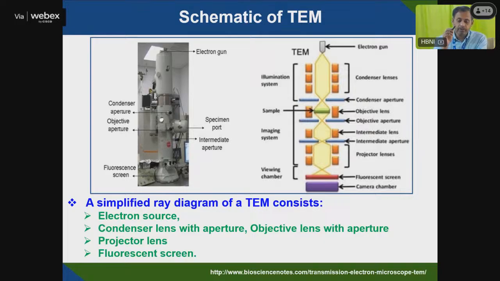But if you look at the instrumentation part, in my image of a laboratory TEM microscope, mostly at the top you have an electron gun. You can see a schematic diagram of the electron gun here.